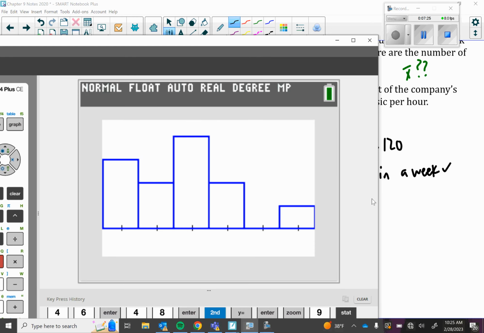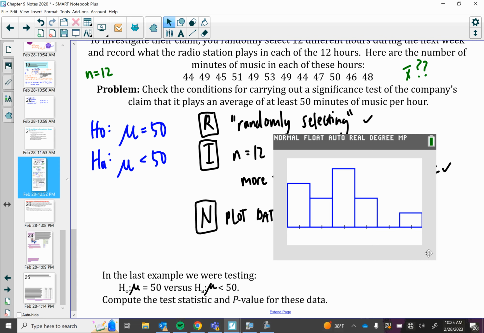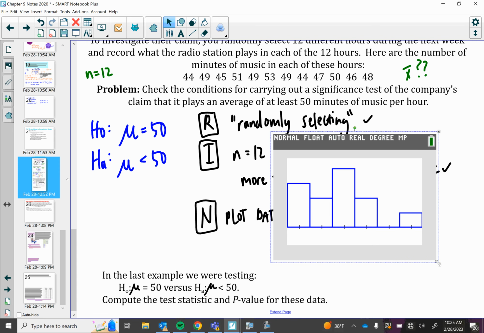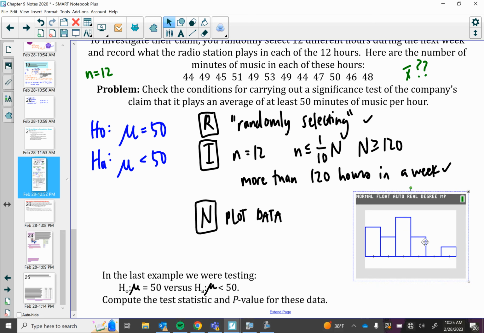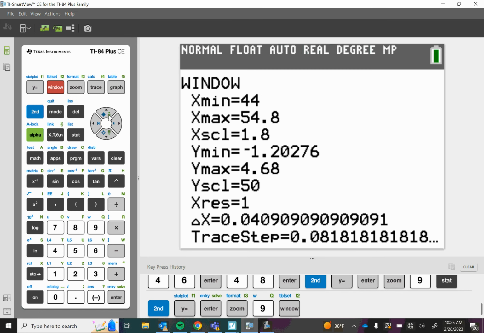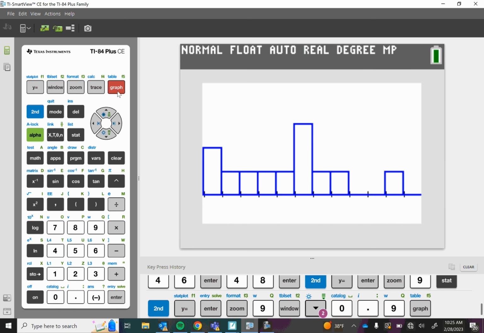Now we notice it's not perfectly symmetric, and that's actually okay. If I want, I could change my viewing window a little bit, make our bins maybe smaller widths. Let's see if that changes anything. So I would go to my window and change my X scaling. So it's at 1.8. Maybe we make it 0.9. I'm making them half. So then I go to graph and I see, again, not a perfectly symmetric set of data, but it's not super skewed either.